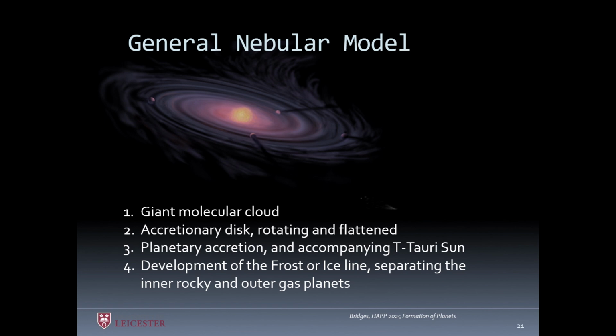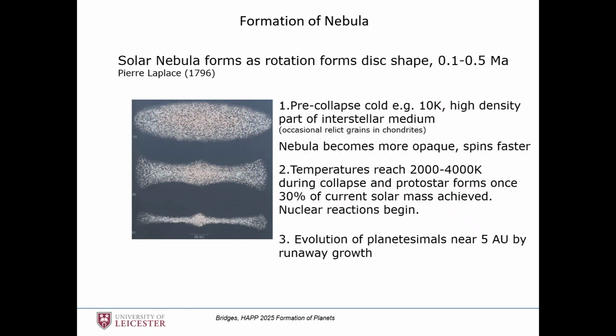It starts at slightly higher density, so it starts collapsing, rotating, and we get this fairly familiar picture that the pre-solar nebula starts spinning, becoming more opaque, and then once you've reached 2,000, 4,000 degrees Kelvin, we start having the proto-sun, and nuclear reactions begin, and the solar system is well and truly on its way.